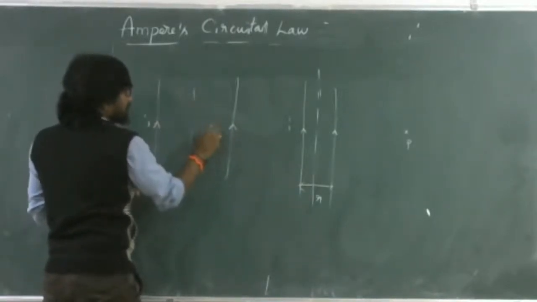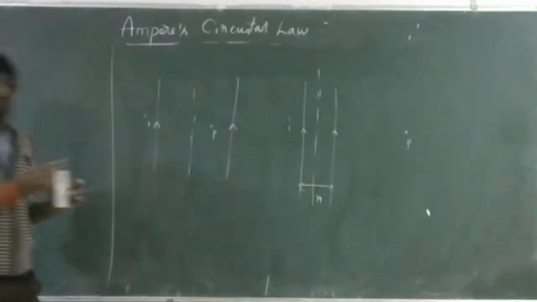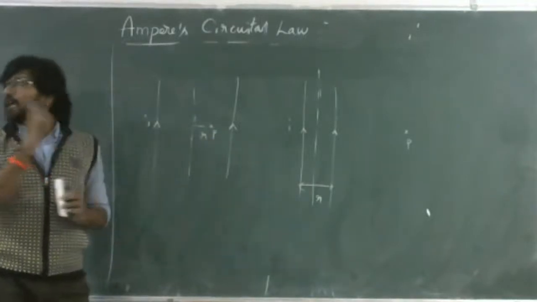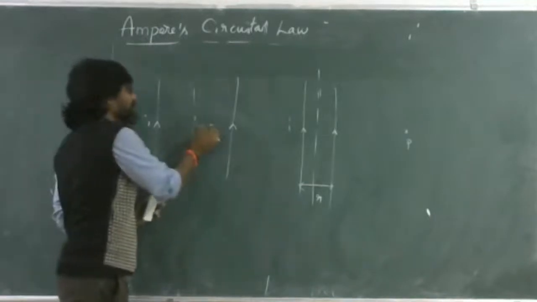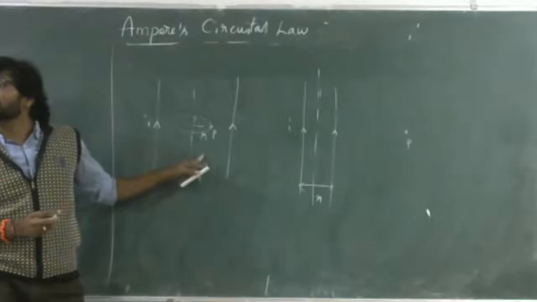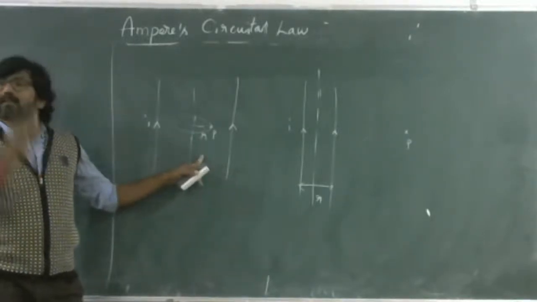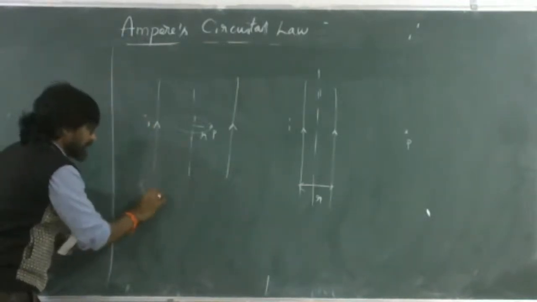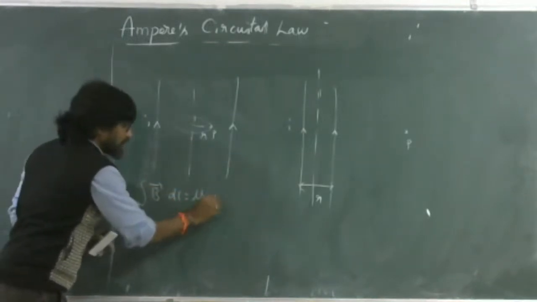At an inside point P, if you want to find the magnetic field at a distance r, you have to construct an Ampere's loop with this radius r. So from Ampere's law, the closed integral of B dot dl is equal to mu naught I enclosed.